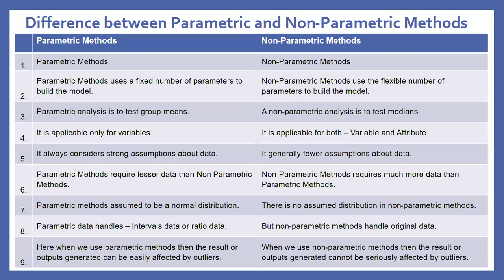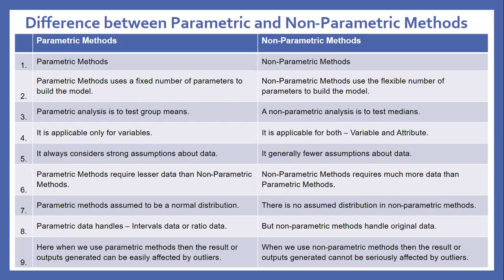Moving to the question: difference between parametric method and non-parametric method. Parametric methods use a fixed number of parameters to build a model. Non-parametric methods use a flexible number of parameters to build the model. Parametric analysis is to test group means. A non-parametric analysis is to test the median.